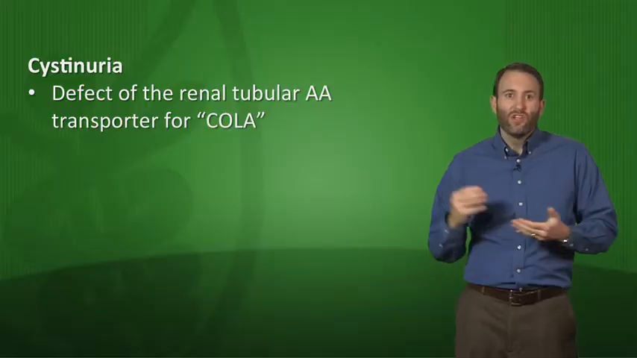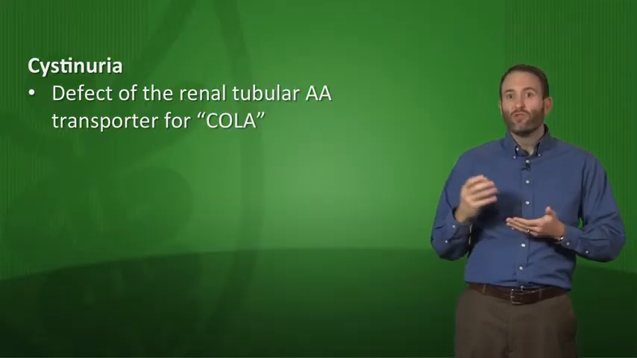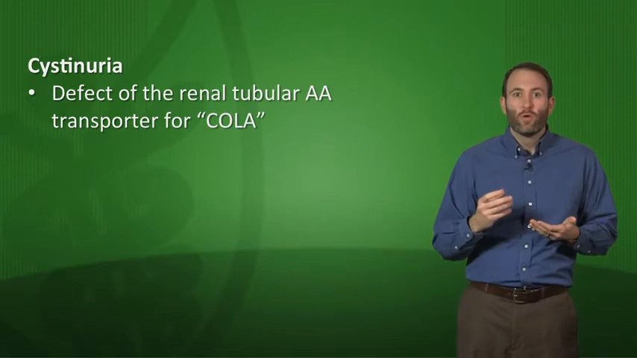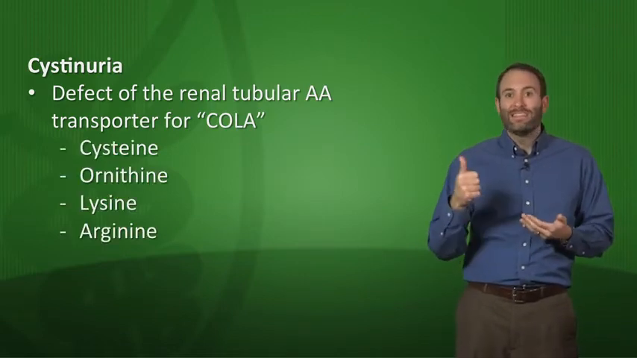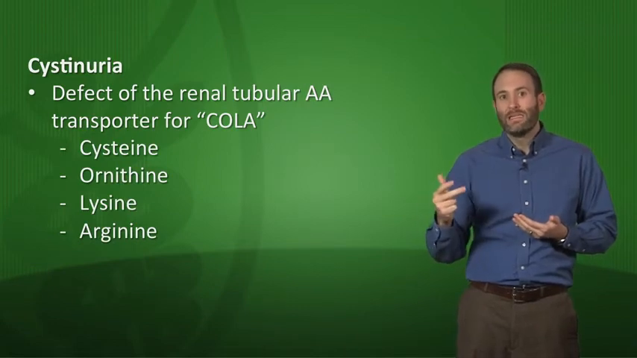Next, we're moving on to just plain old cystinuria. And this is another amino acid disorder. Cystinuria is a defect of the renal tubular amino acid transporter for COLA. And what is COLA? It's C-O-L-A. And that's a mnemonic for cysteine, ornithine, lysine, and arginine.